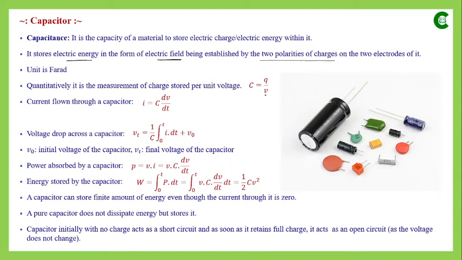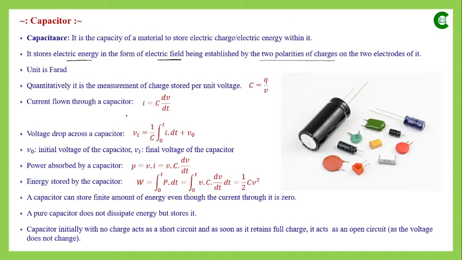C is equal to Q by V, where Q is the amount of charge deposited on the plates of the capacitor, and V is the instantaneous voltage value, or voltage drop, across that capacitor. So again, since this is an AC component and we will be using it in AC circuits, the voltage and current will be expressed as instantaneous voltage and current.